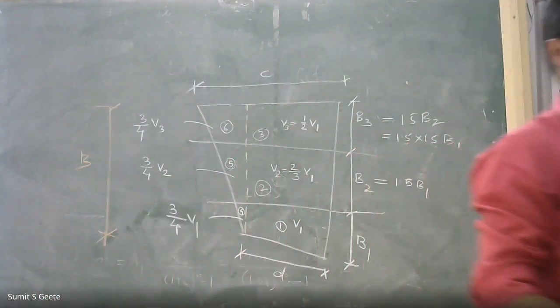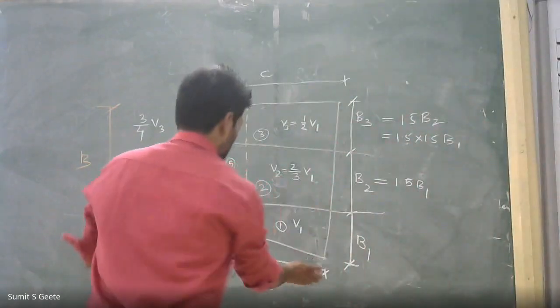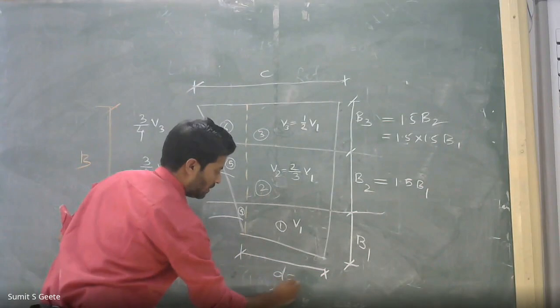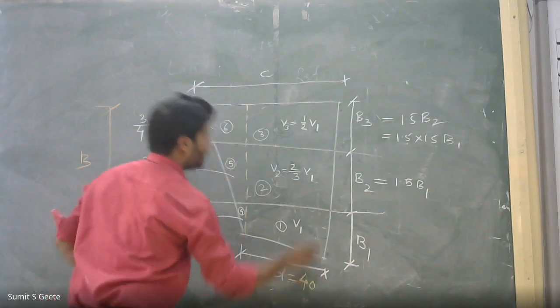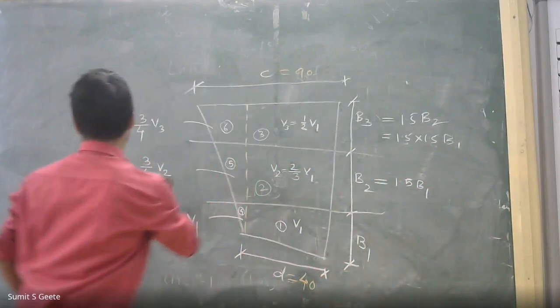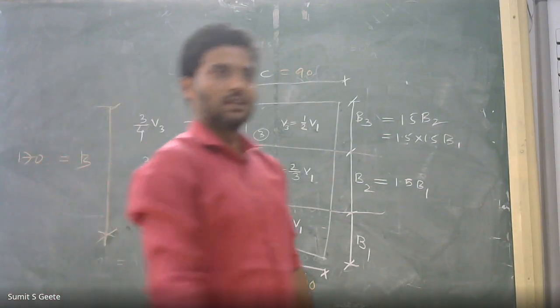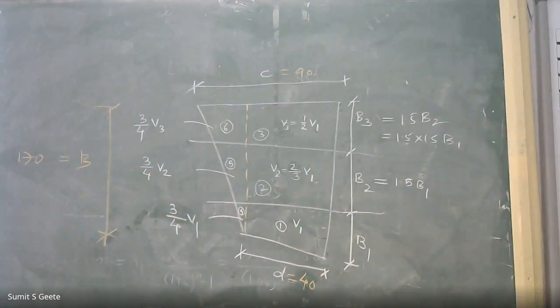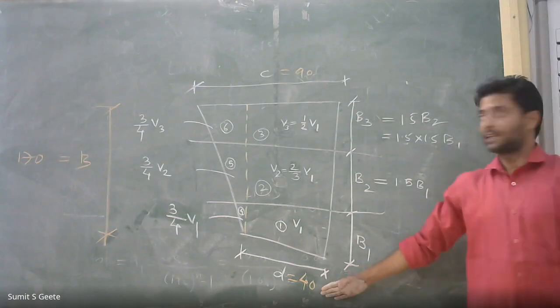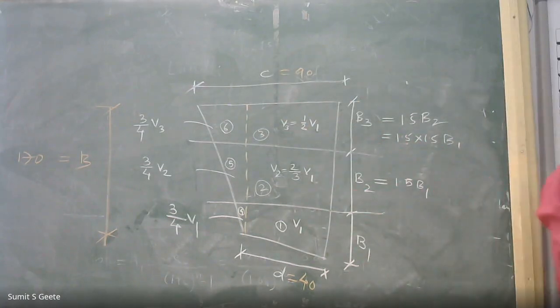This figure is drawn here. Suppose this is 40 meters, this is 90 meters, and the total is say 170 meters. This is 40, this one is 90, and the total is 170.